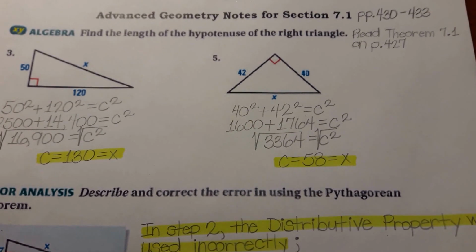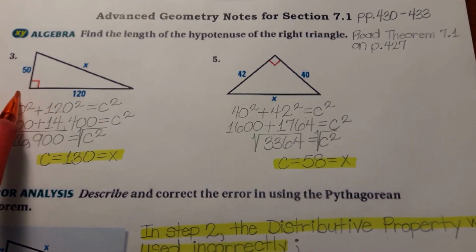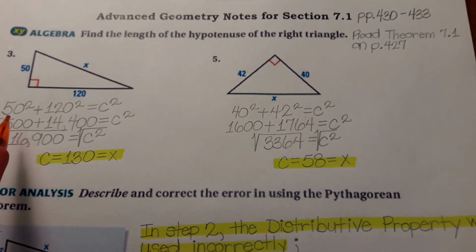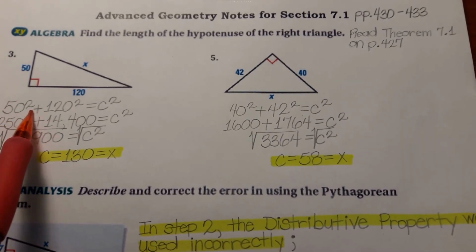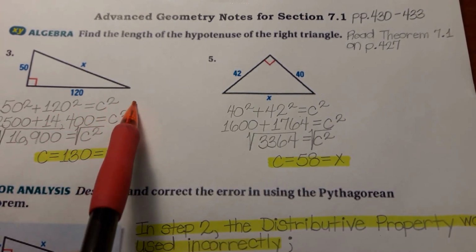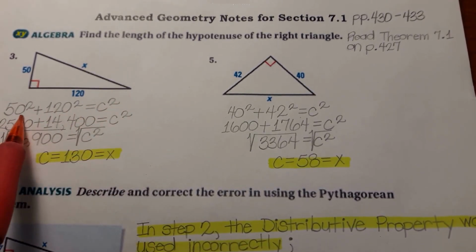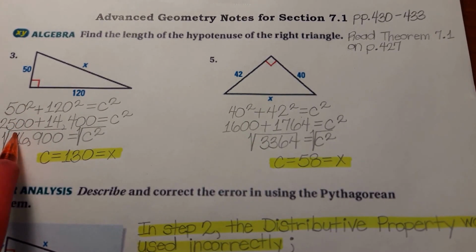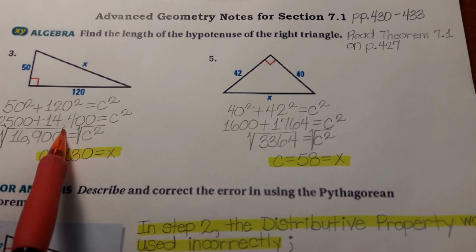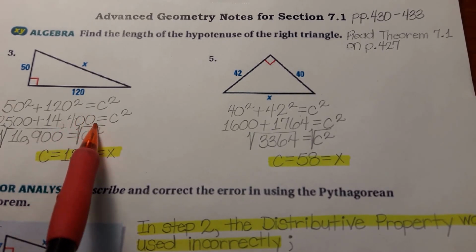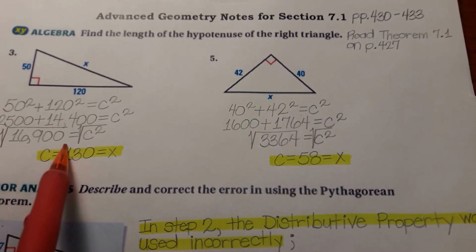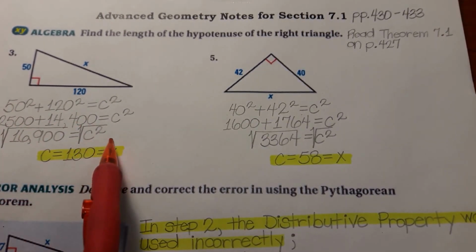Looking at number 3, my legs are 50 and 120. So I want to plug that into my formula. In my formula, I have 50 squared plus 120 squared equals c squared. 50 times 50 is 2,500. 120 times 120 is 14,400. Add these two numbers, and you have 16,900 equals c squared.